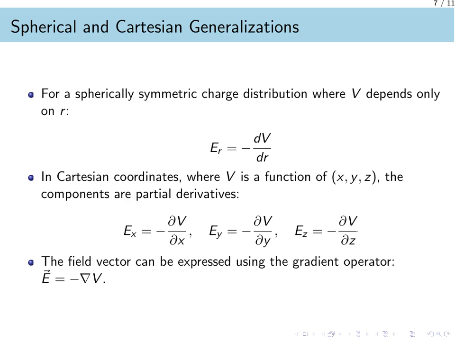For a spherically symmetric charge distribution, where the potential, V, depends only on the radial distance r, the radial component of the electric field is the negative derivative of V with respect to r.